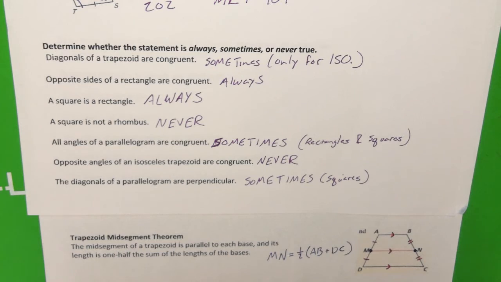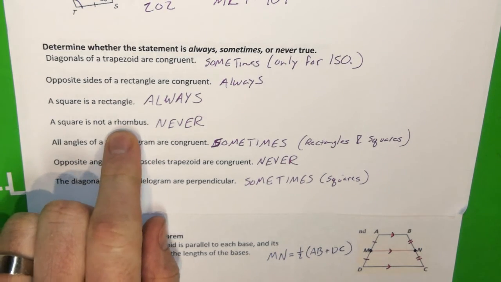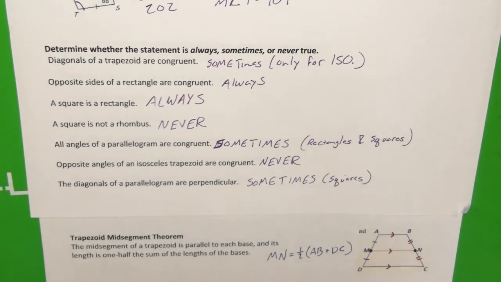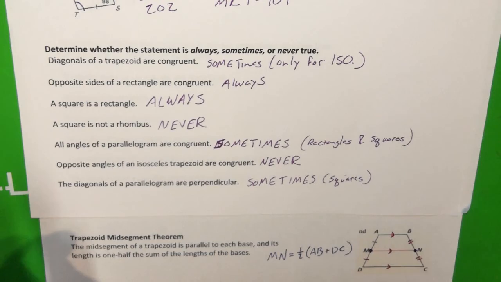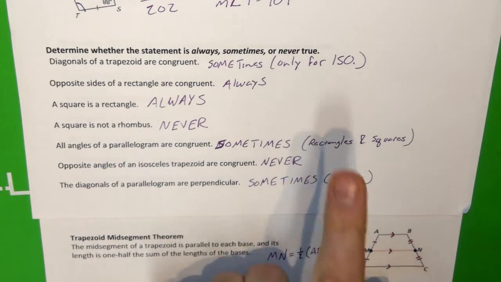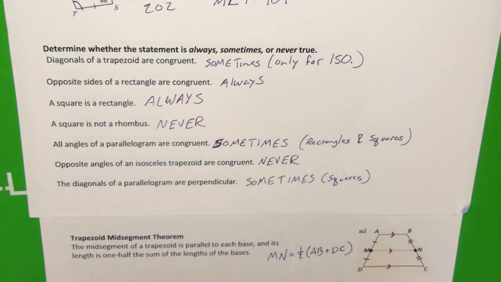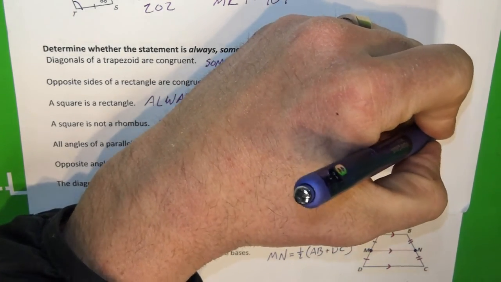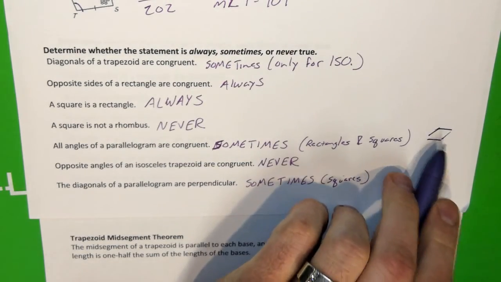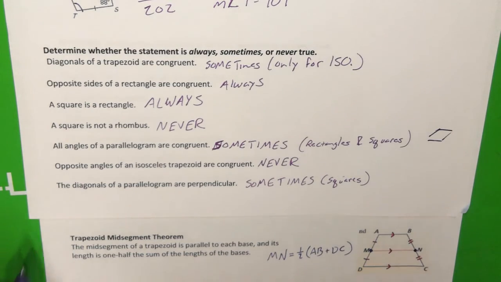A square is not a rhombus. That is not true. A rhombus, by definition, has 4 congruent sides, and so does a square. So they are going to be matched together. All angles of a parallelogram are congruent. That is only sometimes true. So some special parallelograms would be rectangles and squares, and so those ones are going to be the case where it's true. But just your regular run-of-the-mill parallelogram, the one that probably lives in your brain like it lives in my brain, those angles are not all congruent.